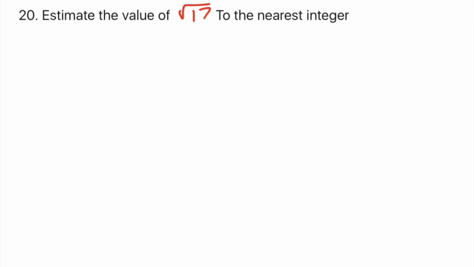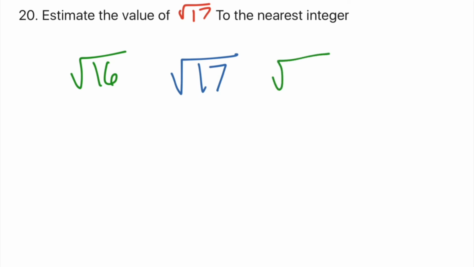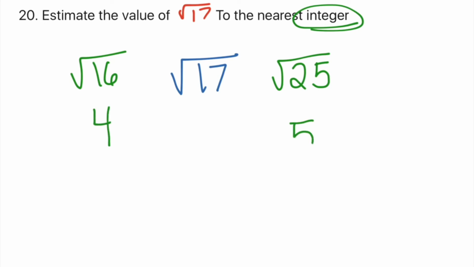Number 20, estimate the value of the square root of 17 to the nearest integer. So when we do these problems, we want to place the integer we're trying to find in between two perfect squares. So a perfect square right below 17 would be the square root of 16, and one right above it would be the square root of 25. Both of those are perfect squares. So they want to know the nearest integer though, so let's simplify this. The square root of 16 is 4, and the square root of 25 is 5.